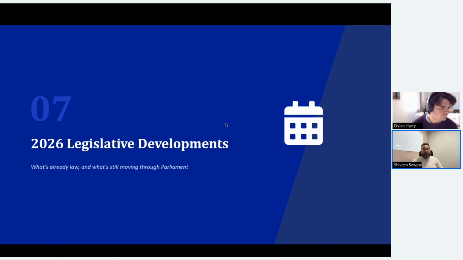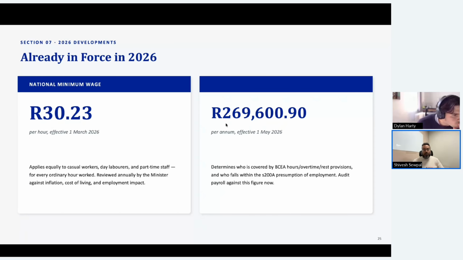There are two key figures attendees should leave with today. First, the national minimum wage. The national minimum wage increased to 30 Rand and 23 cents per hour from the 1st of March 2026. That applies to casual workers, day laborers, part-time workers, and ordinary employees for every ordinary hour worked.